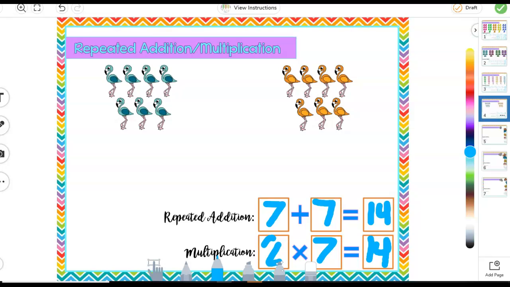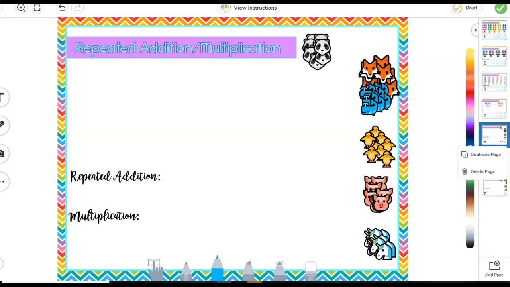Good job. All right, you guys at home, you will see the next 5, 6, and 7 slides. So the next 3 slides will be you making your own groups with the emoji stickers. And then you need to write the repeated addition sentence for it and the multiplication sentence for it. Okay, so 3 more slides. Making up your own problems, your own groups.